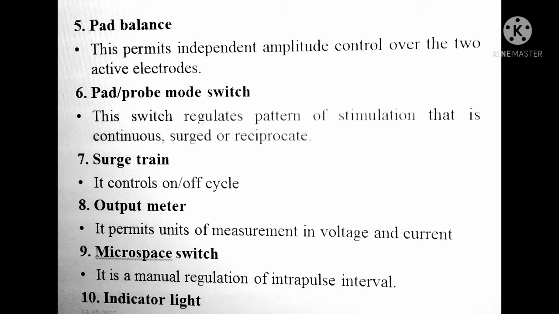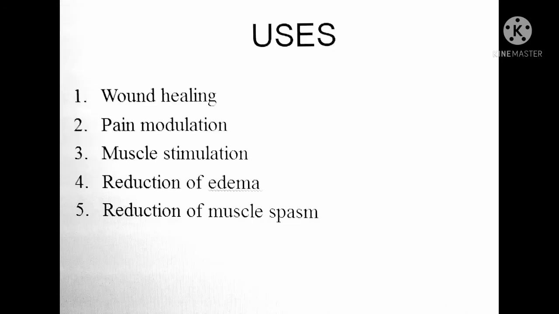Surge train: it controls the on-off cycle. Output meter: it permits units of measurement in voltage and current. Microspace switch: it is a manual regulation of interpulse interval. Indicator light. Uses: wound healing, pain modulation, muscle stimulation, reduction of edema, reduction of muscle spasm.